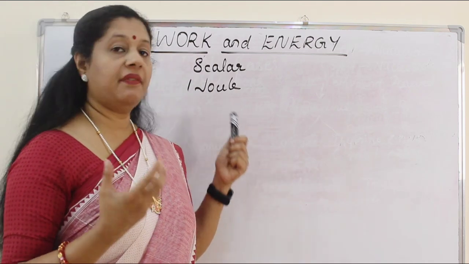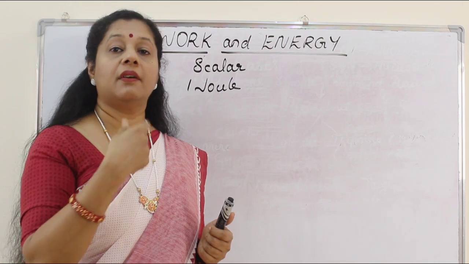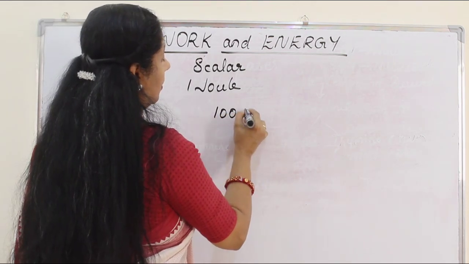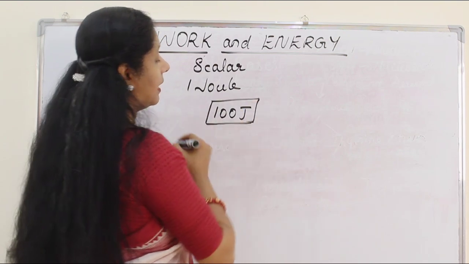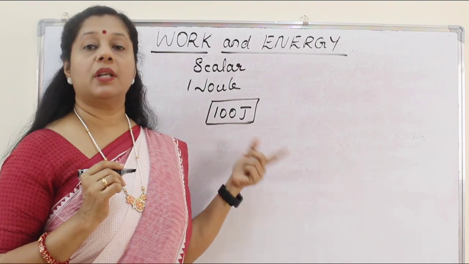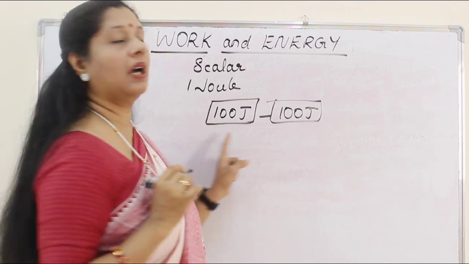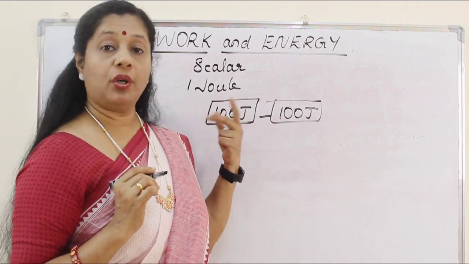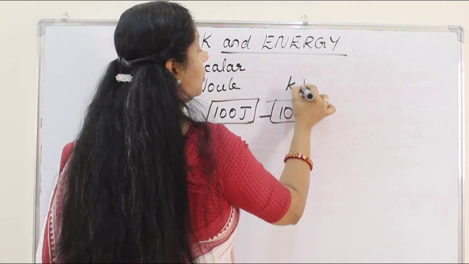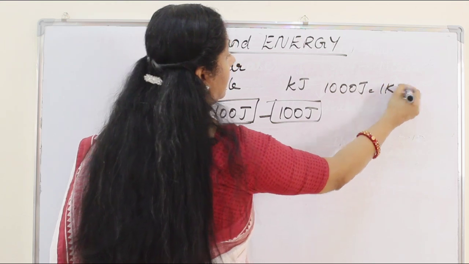1 joule of energy is defined as the amount of energy required or utilized for doing 1 joule of work. For example, if 100 joule of work is done in moving an object from one place to the other, then what is the amount of energy I used? 100 joule. So work and energy are equal in this case. When we want to express it in bigger terms, we use a bigger quantity called a kilojoule. Kilo means 1000, so 1000 joule is 1 kilojoule.